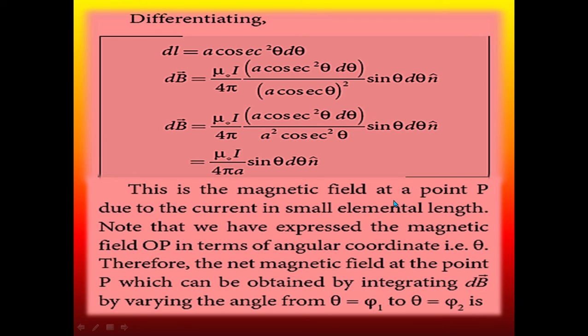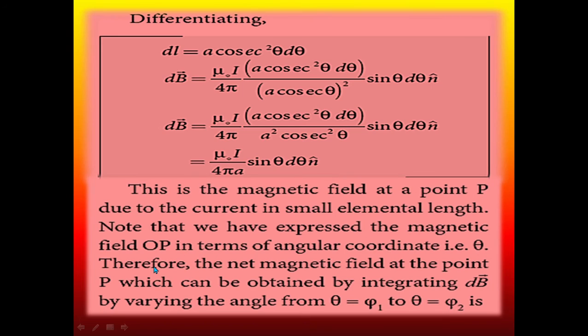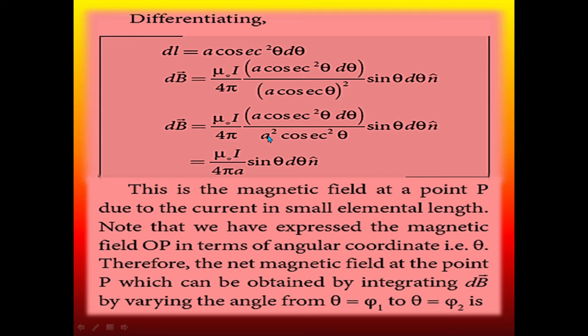This is the magnetic field at a point P due to the current in a small element of length. Note that we have expressed the magnetic field at P in terms of the angular coordinate theta. Therefore, the net magnetic field at the point P can be obtained by integrating dB vector by varying the angle from theta equal to phi 1 to theta equal to phi 2.